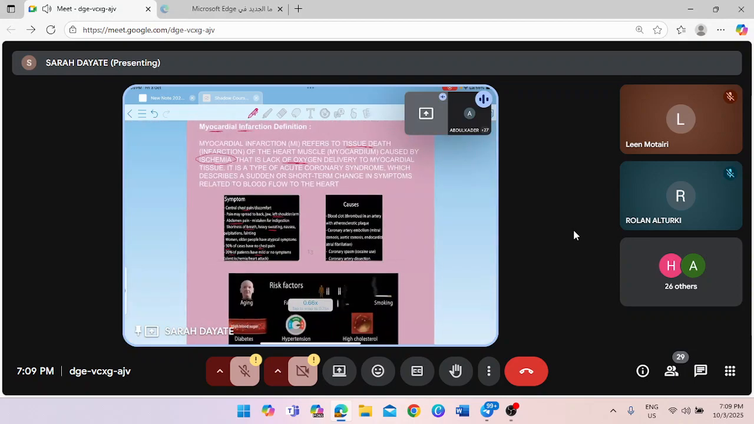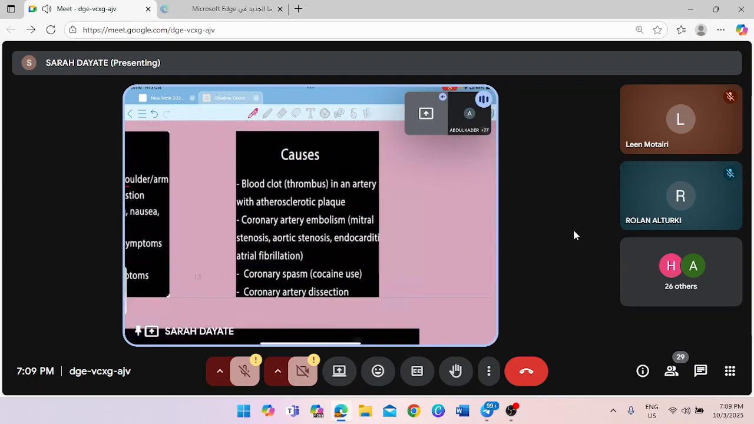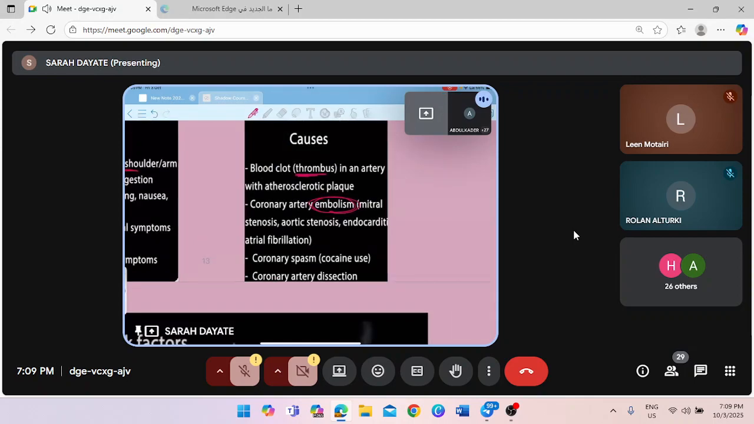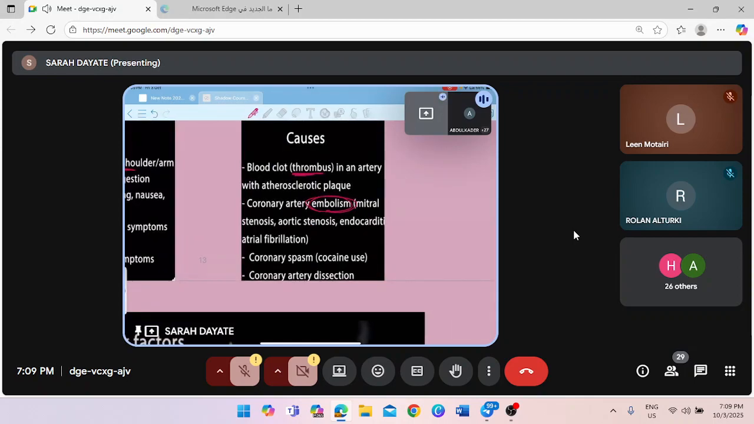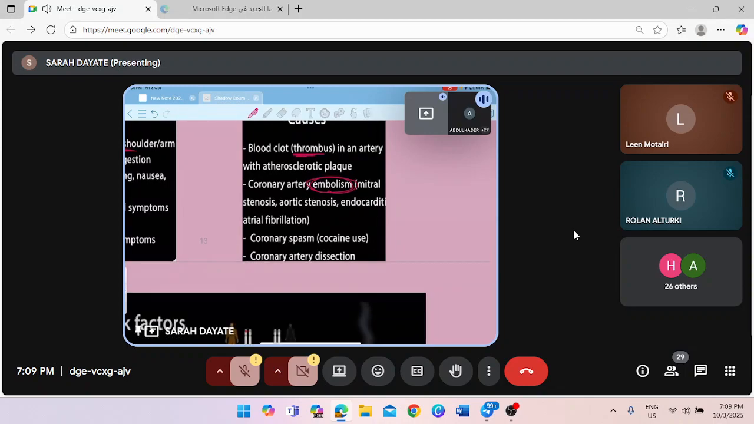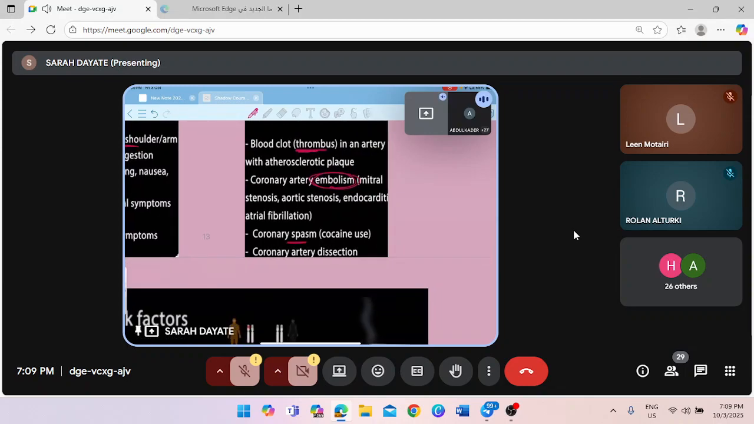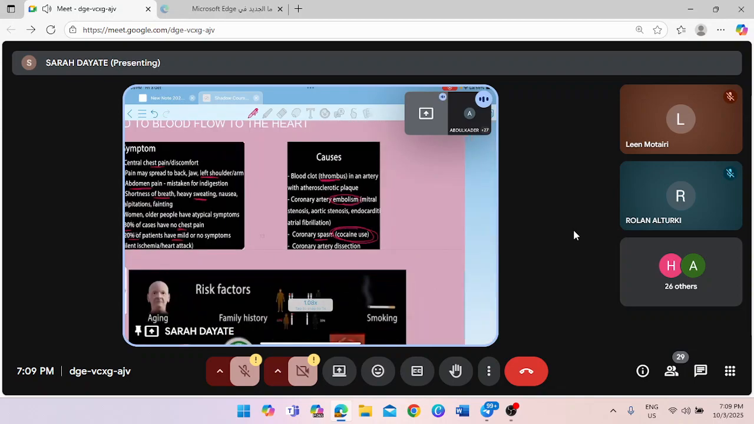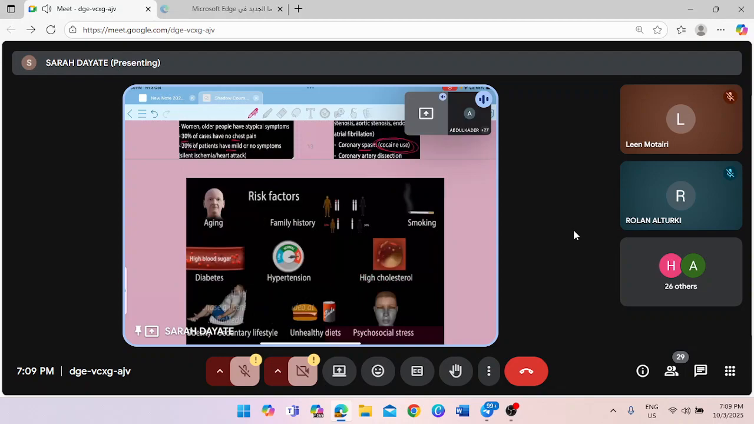And the causes of myocardial infarction can be, as we said, a thrombus in the artery, or an embolism. When you come to talk about valve diseases, you will see that some embolisms can occur, and this can also lead to myocardial infarction: mitral stenosis or aortic stenosis, endocarditis, coronary spasm due to cocaine use, or coronary artery dissection. So these are some of the causes.